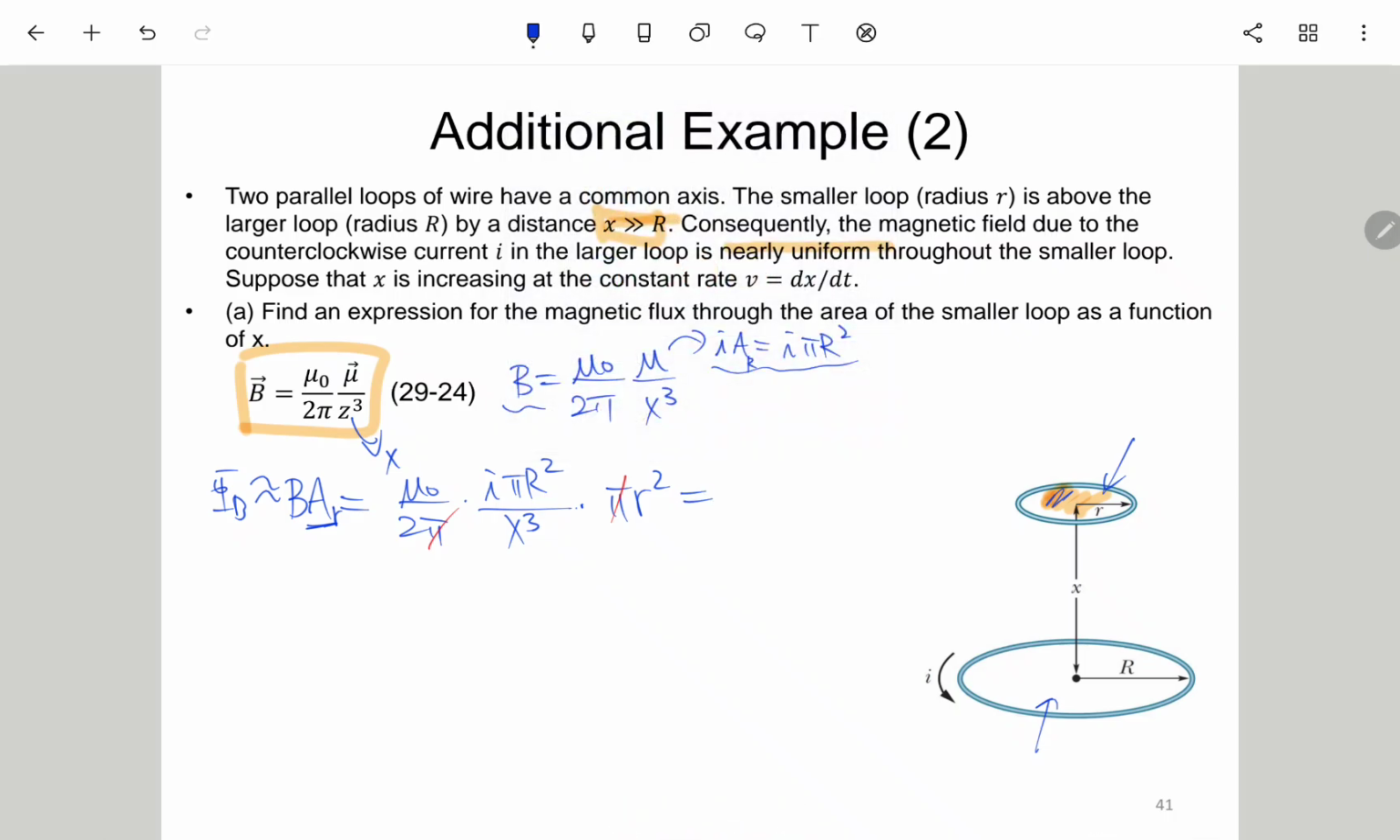So finally it turns out to be pi mu 0 I small r squared times capital R squared over 2x cubed. So this is the expression of the magnetic flux as a function of x. It's something like this.